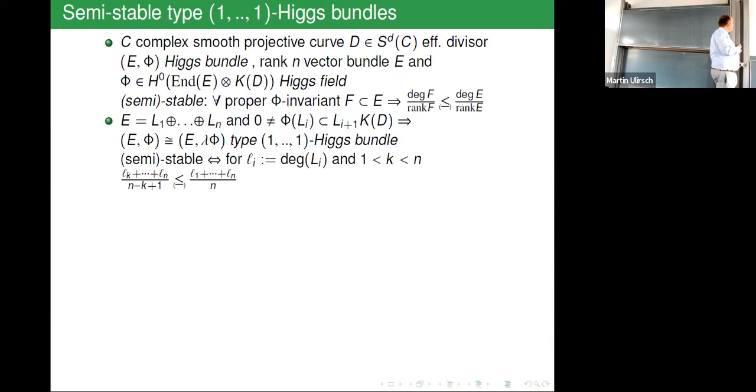And now, if you think about this stability or semi-stability condition, if we denote by Li the degrees of these line bundles, then the only subbundles preserved by the Higgs field will be the ones at the end of this sequence. That subbundle will be left invariant by phi, because phi just pushes everything up, but nothing else. So therefore, stability can be checked on these subbundles.